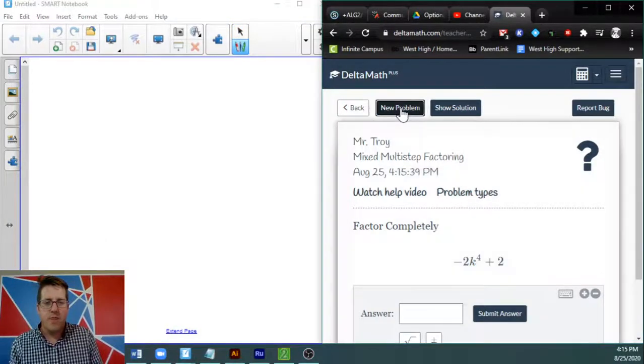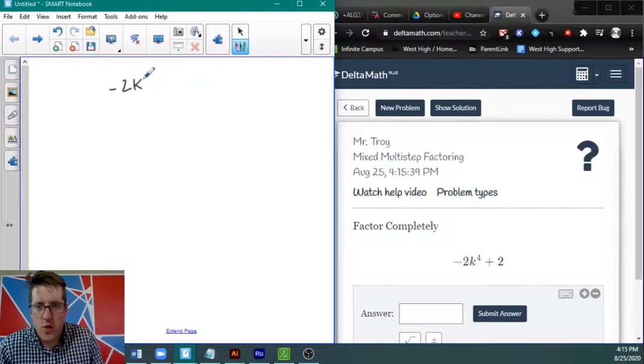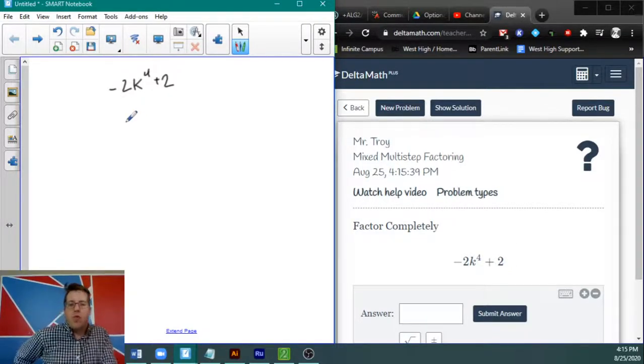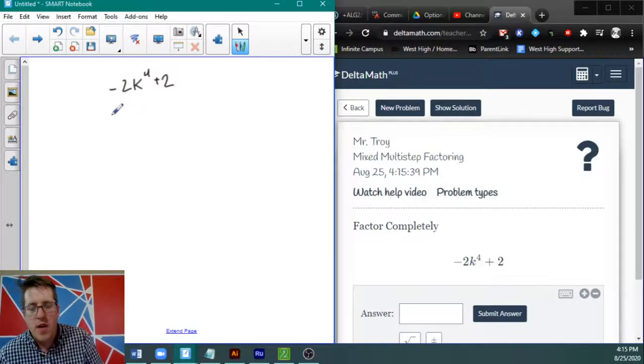All right. So, negative 2k to the fourth plus 2. This is a little bit past where we'll go in this unit, but we will certainly see this later on, so I'll show you. I'm going to always start by factoring out a greatest common factor. In this case, it is negative 2.